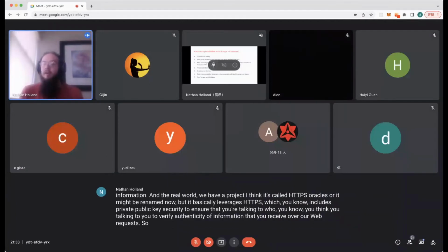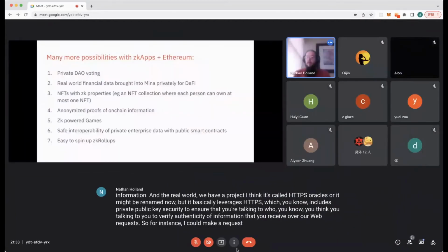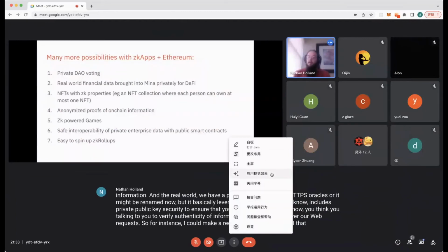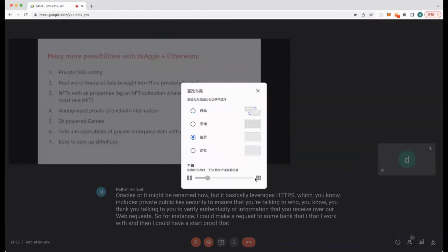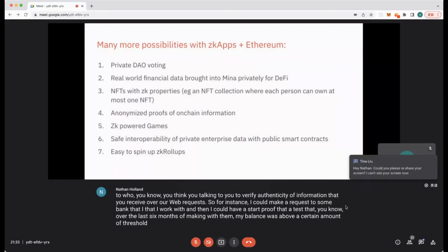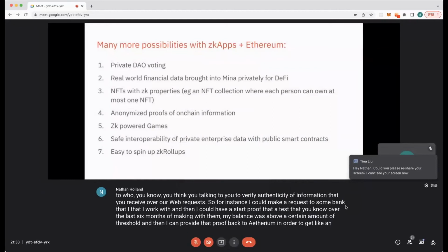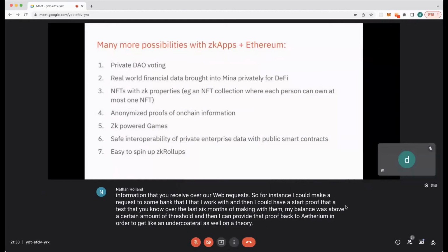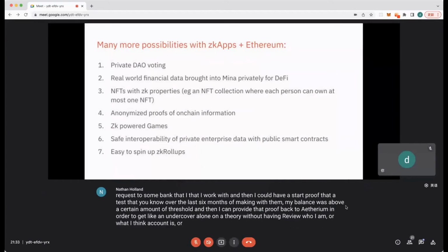So for instance, I could make a request to some bank that I work with, and then I could have a SNARK proof that attests that over the last 6 months of banking with them, my balance was above a certain minimum threshold. And then I can provide that proof back to Ethereum in order to get an undercollateralized loan on Ethereum, without having to ever reveal who I am or what my bank account is or exactly how much money I have. I just prove that it's above some threshold the contract let them know about.